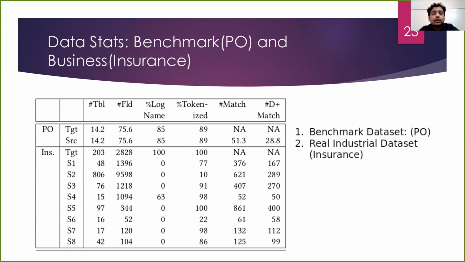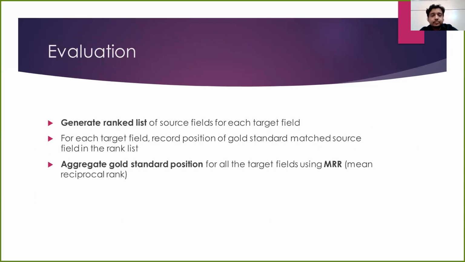On the other hand, for learning, the ratio of historical matching size and the number of target fields is significantly higher for the PO compared to the insurance, which implies that insurance has very little historical data for field level learning, unlike PO. Also, in insurance, all the sources aside from S4 contained only physical names for fields and not the expanded field names.